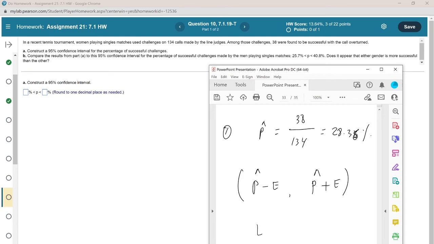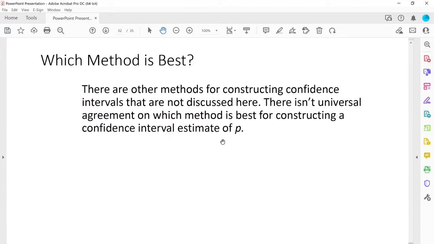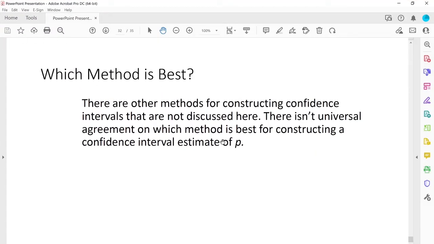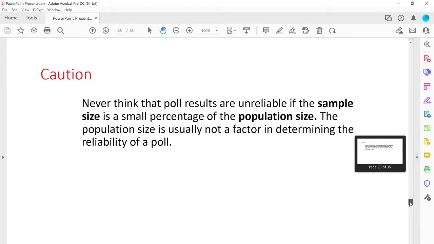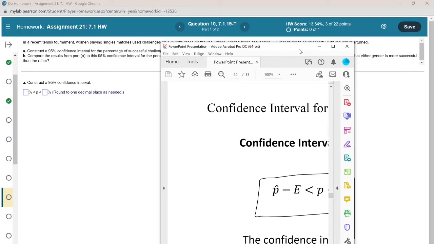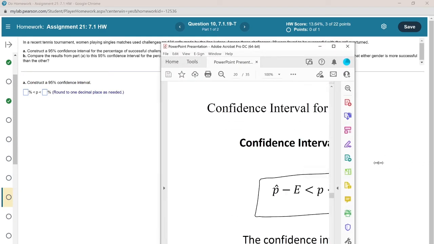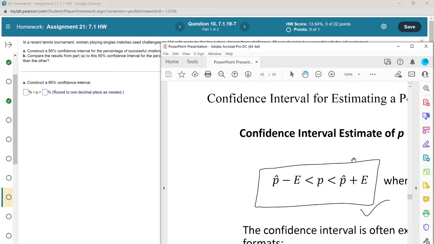We need to find out the value of E. So what is the value of E? If you check your formula for the value of E, there is a formula for finding it. E is Z alpha over 2 times the square root of p hat q hat divided by n. So in this case, for finding the value of E, we need Z alpha over 2, which is the critical value.